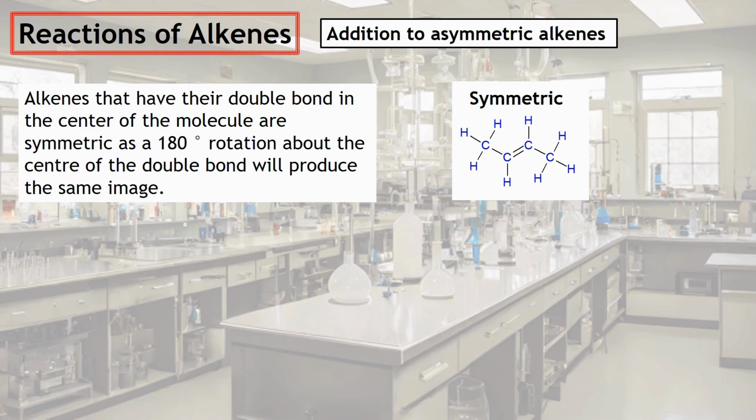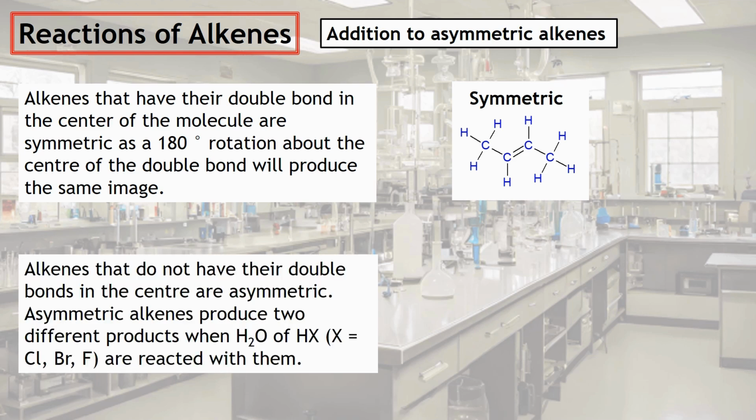So if I rotate this molecule around 180 degrees, it will look exactly the same. It's kind of a mirror image across the center. So if we look at the double bond here between these two carbons, on the right hand side we have a CH3, and on the left hand side we have one CH3. That makes this symmetrical, and that's important for the next part of what I'm going to talk about.